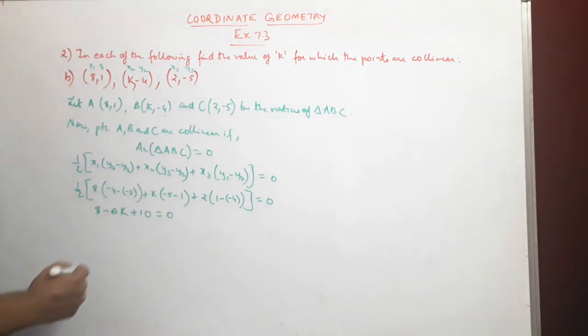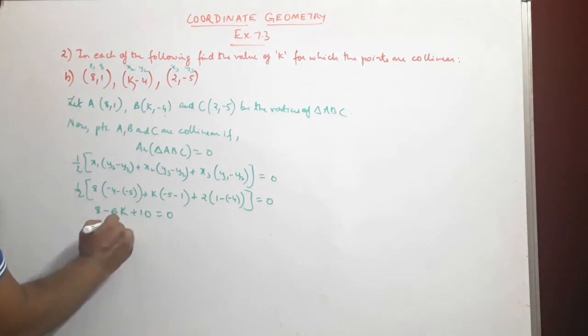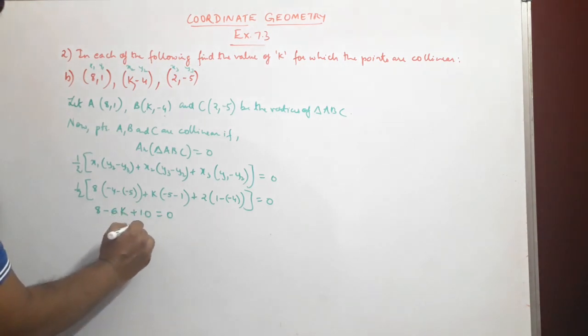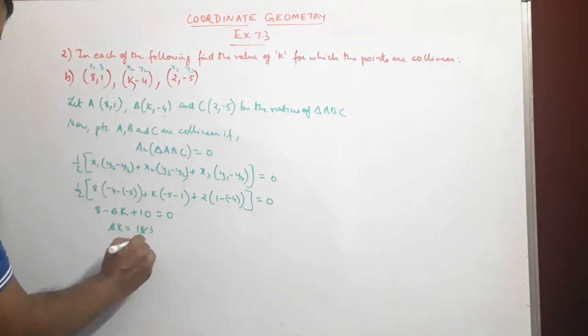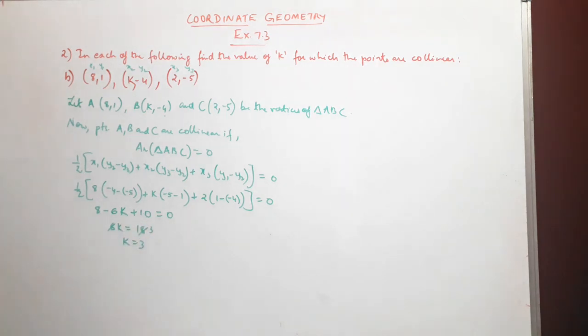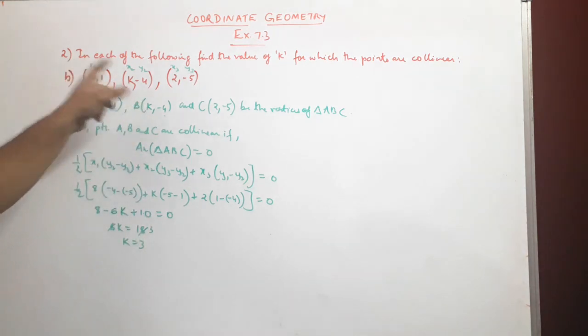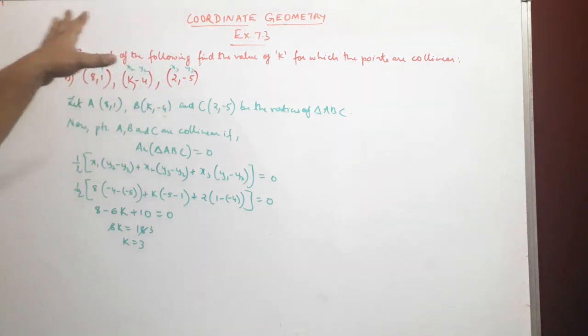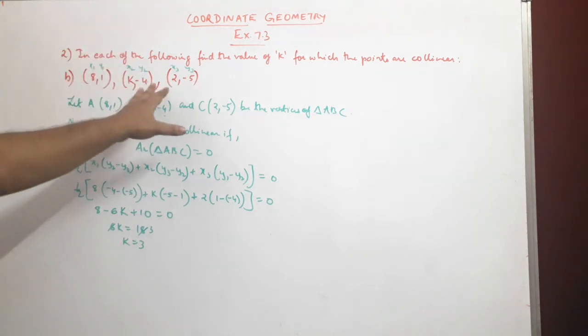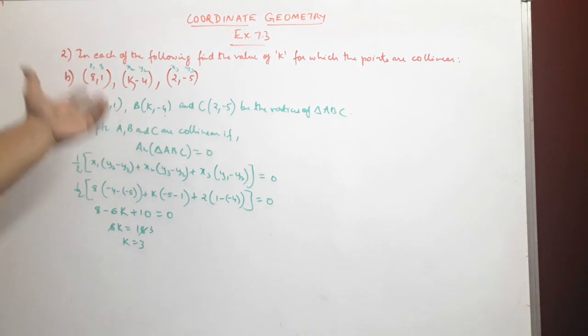I'll take 6k on the other side. 8 plus 10 is 18, so 6k equal to 18. 6 1s are 6, 6 3s are 18, k is equal to 3. Okay. So this way we can find the unknown coordinate, if we are given that these points are of a triangle which are collinear. Okay, so with this we finished solving question 2 under exercise 7.3.